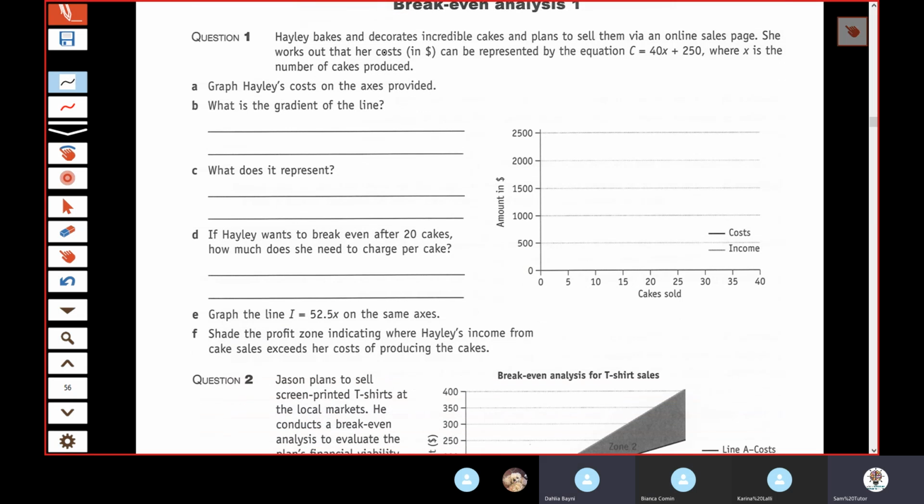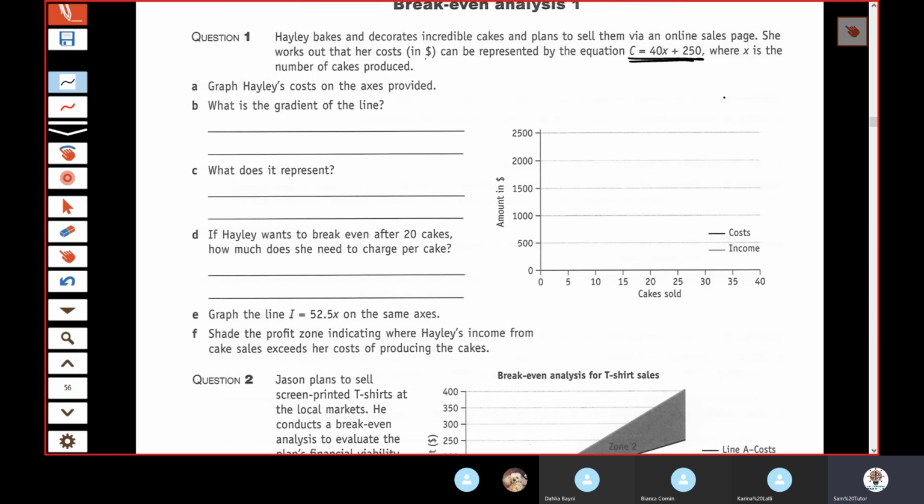All right, here we go. Haley bakes and decorates incredible cakes and plans to sell them via an online sales page. She works out that her costs in dollars can be represented by the equation, all right, so they've already given that to you, where X is the number of cakes produced. Graph Haley's cost on the axis provided. Okay, so we start off, we're trying to graph this, right? We start off with your X and Y intercepts. I think that's the best thing you want to keep in mind.